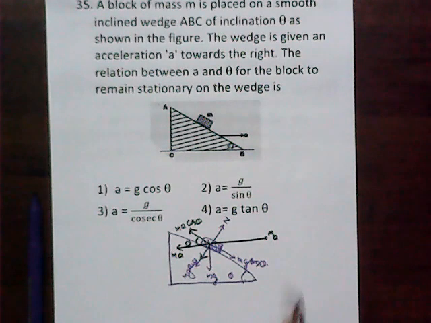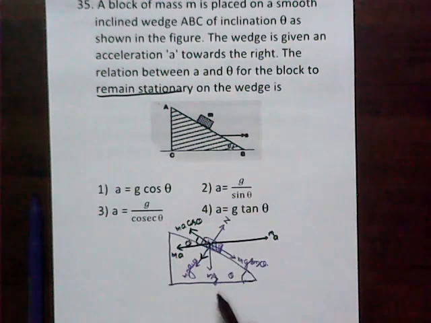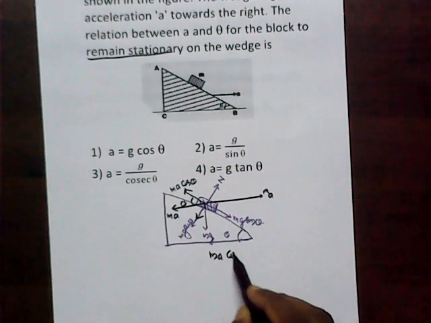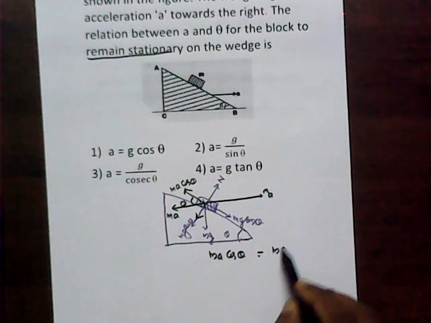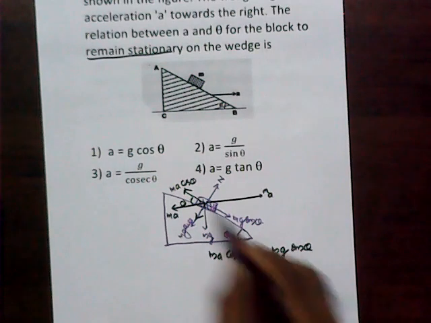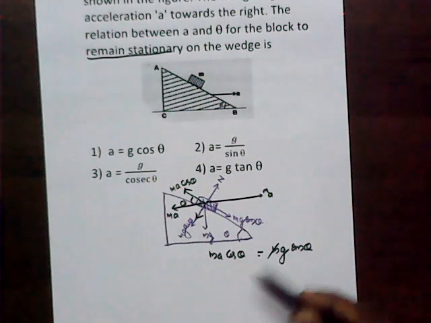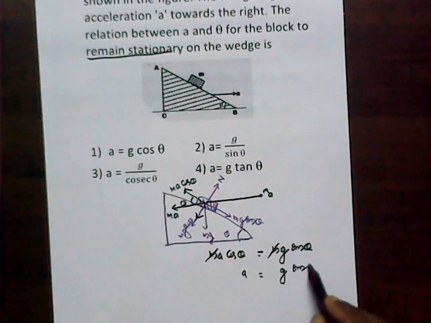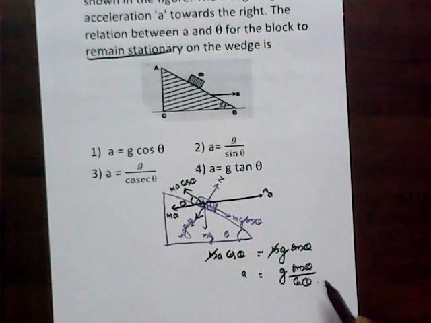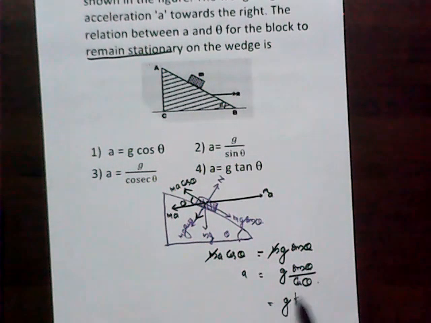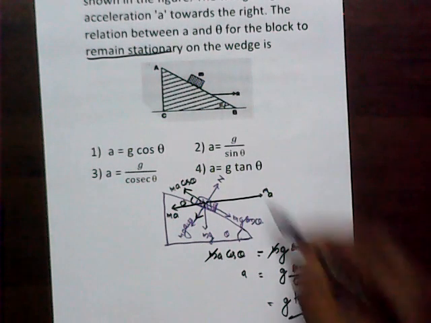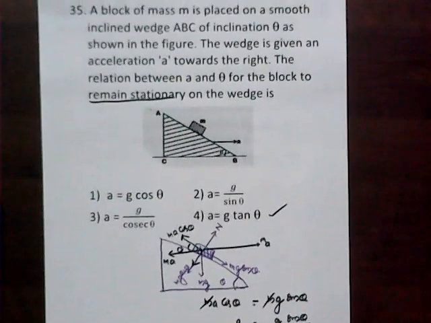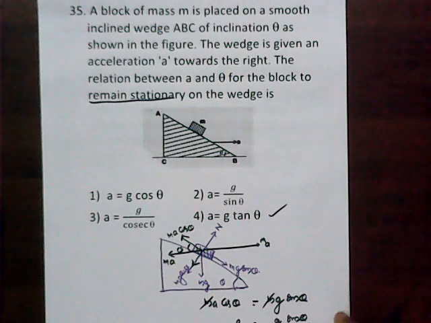In order to remain stationary, that is a very important concept, we have to say ma cos theta should equal the weight component mg sine theta. So there m cancels. We can find the value for A equal to g sine theta divided by cos theta, which is nothing but g tan theta. A good question. So we get the answer as the fourth choice. A good question, keep in mind. Number 36.